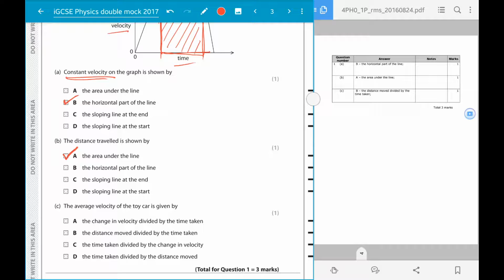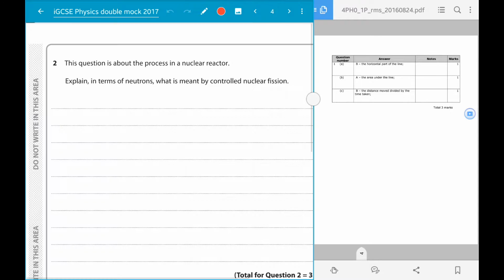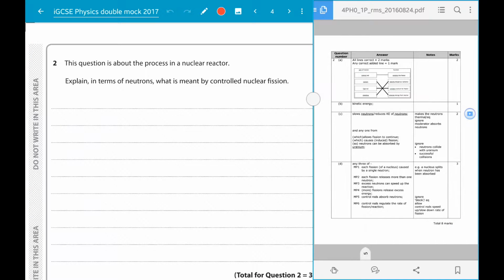Average velocity is given by the total distance divided by the total time. That's just checking that you know speed equals distance over time, and that velocity is the same as speed, except it's also got direction.